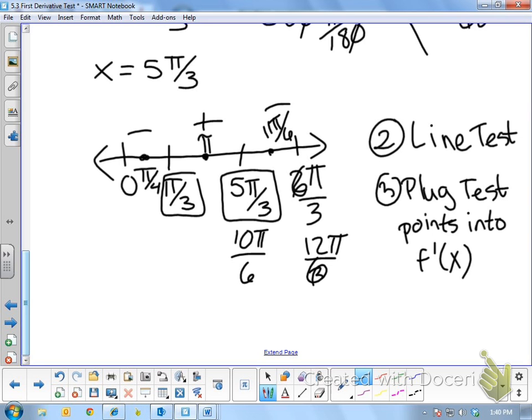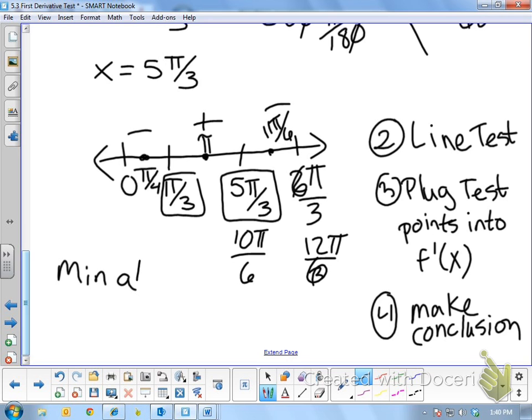So again, on the AP test, this line test is a way to organize our information. It is not a way to actually answer our question. We need to make a conclusion now. I need to state what was my max, what was my min. So, pi over 3. Is that where our max is located or our min is located? If we go from negative to positive, our function is going from decreasing to increasing. So we have a minimum. So we have a min at pi over 3.